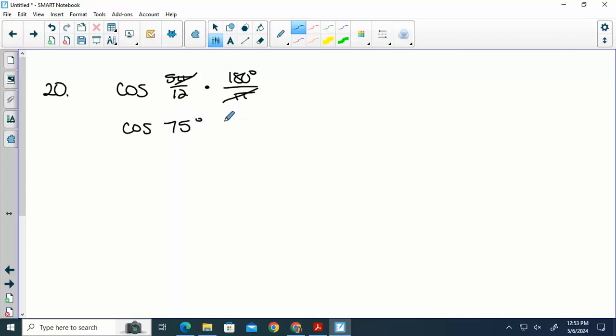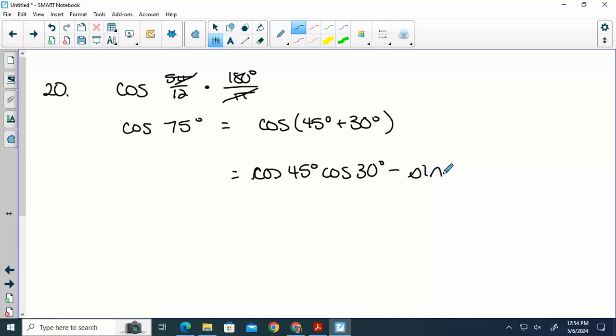Okay, not an angle we know, but we could break it up using ones we do know. How did you write it? 45 plus 30. Okay. So, if I am adding these, this is the point where you would go to your formula sheet, because we know we can't just distribute the cosine. We had a whole several lessons on that. So, this is the cosine of A plus B. So, the formula is cosine of A, cosine of B, minus sine of A, sine of B.